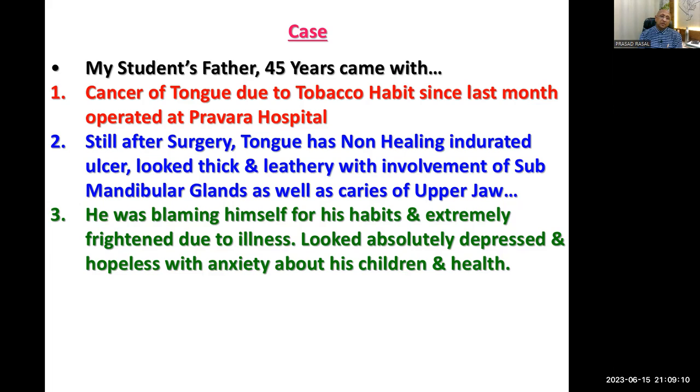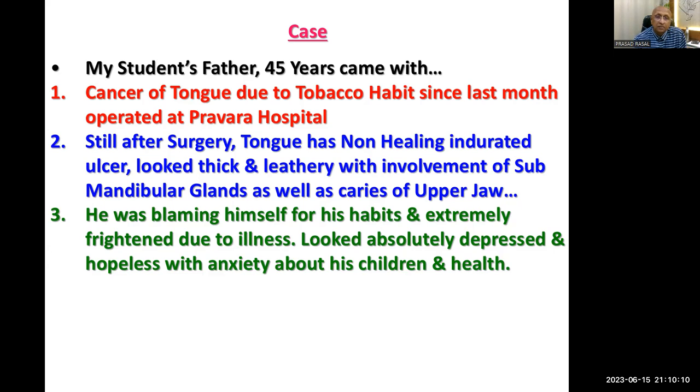He came with very good hopes to me. He was blaming himself for his habits. This very conscientious fellow talked two or three times. Doctor, every time my daughter used to tell me, don't take tobacco, but I never stopped. And he was extremely frightened due to his illness. He looked absolutely depressed and hopeless, with anxiety about his children and health. His daughter, the elder one, was not yet married, and he had a son who was younger than her, and the responsibility was still on him. Being the youngest of the brothers, this fellow had the full responsibility of the whole family. In fact, he was behaving as if he was the elder brother.